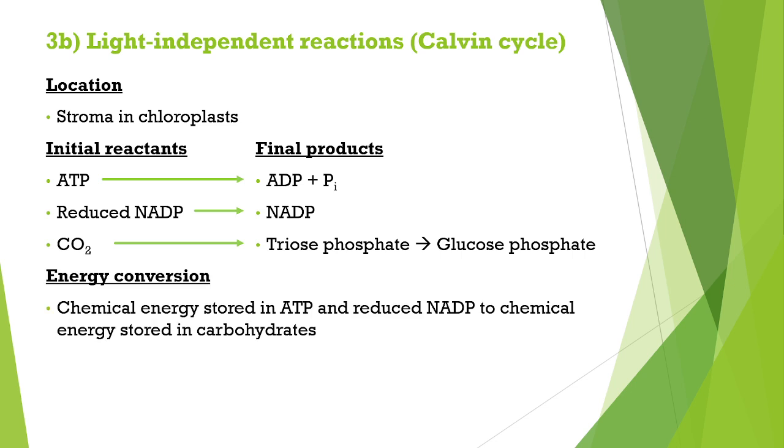So the energy conversion is chemical to chemical, but chemical in different forms. So chemical energy in the form of ATP and reduced NADP made in the light-dependent reaction drives the production of glucose phosphate and carbohydrates, which then carry this chemical energy. So that's the Calvin cycle.